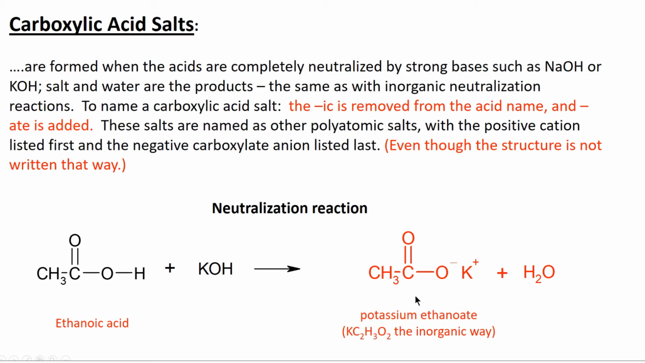Now when it comes to naming salts, to name a carboxylic acid salt, you have to drop the ic acid. So ethanoic acid, drop the ic acid, and you're going to add ate. So ethanoic now becomes ethanoate. So to name this, don't forget you have potassium, so we have potassium ethanoate.